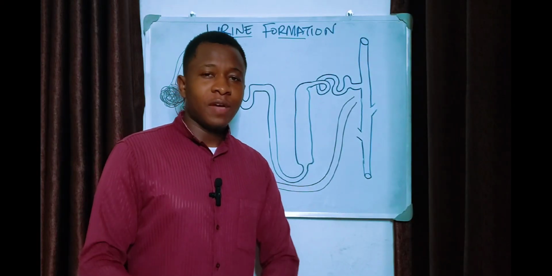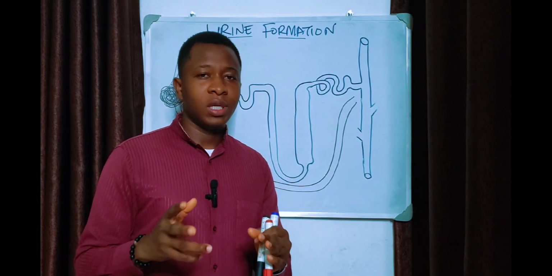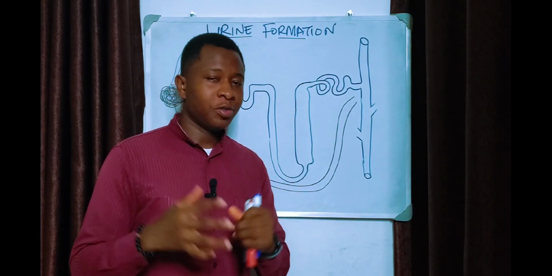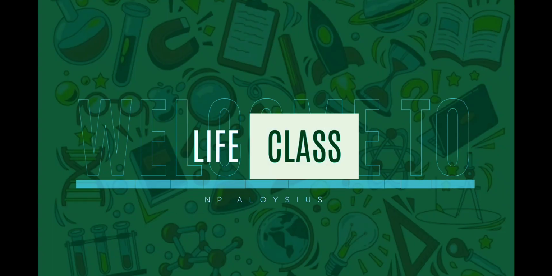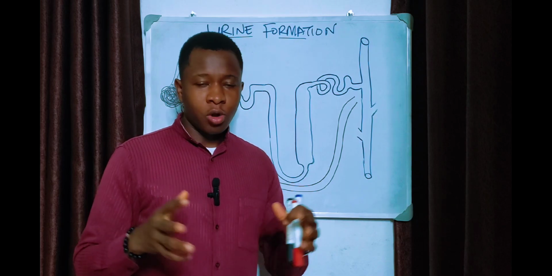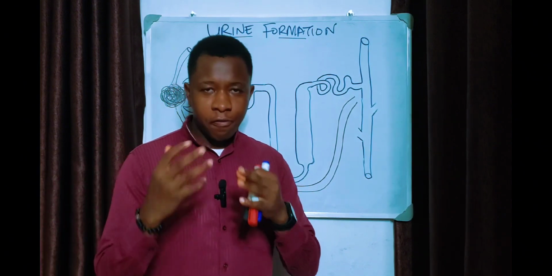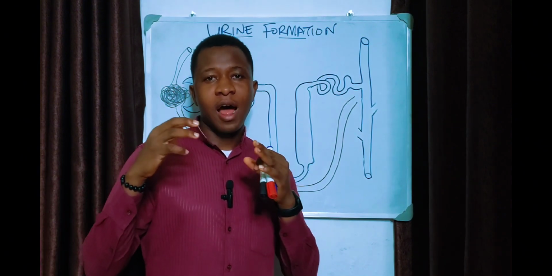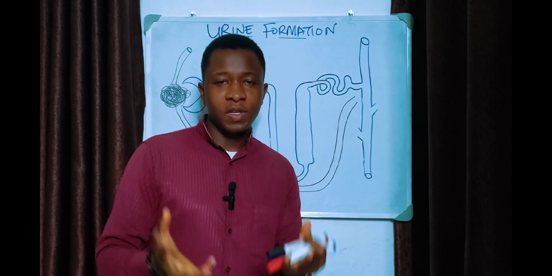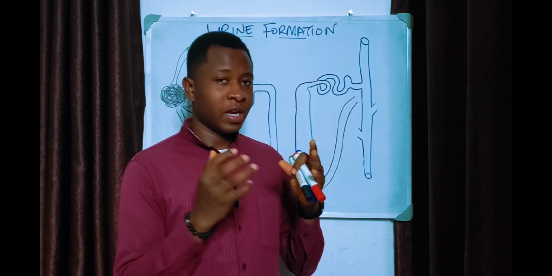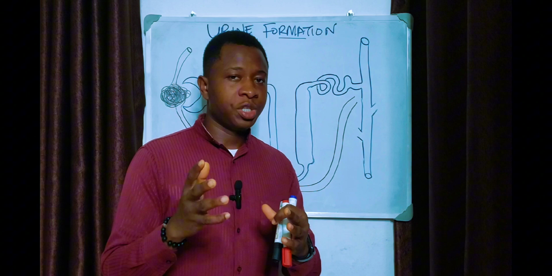Hi guys, so let's have a quick look at how the blood in our body is filtered and urine eventually formed. So a couple of things here. You need to have an idea of how the nephron operates, the structure of the kidney and the structure of the nephron. I've done a video on that. You can go check that out.